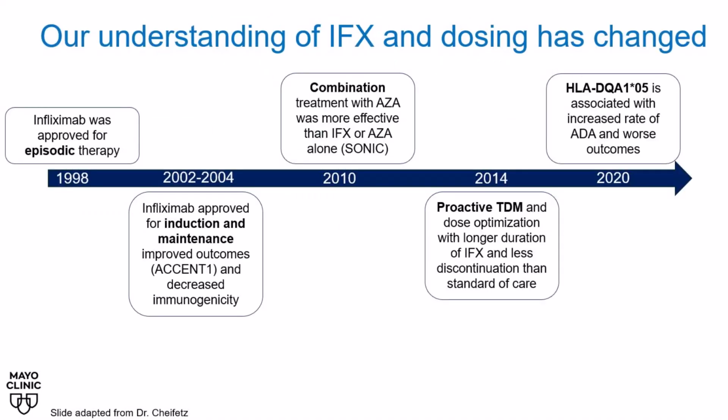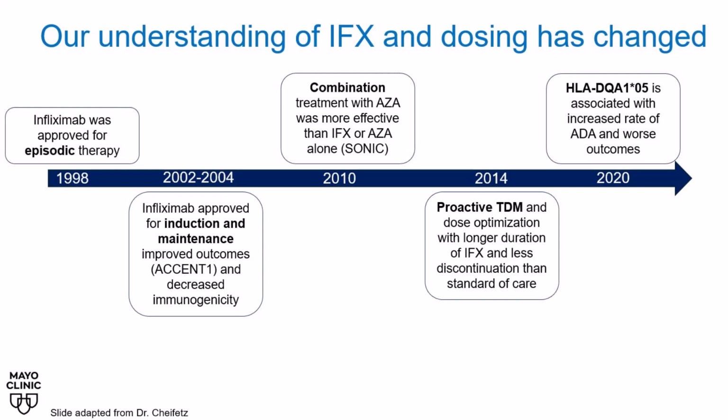And then we introduce infliximab. Many of you have been practicing when infliximab in 1998 was approved for episodic therapy, so it wasn't given as we think about it today. Then in 2002 to 2004, the ACCENT-1 and other studies showed improved outcomes and decreased immunogenicity with more scheduled dosing, both during induction and maintenance. We progressed forward to the SONIC trial in 2010, where we found that patients did better on a combination approach. And of course, many of us know that the post hoc analysis showed that the importance was that of drug levels, and less so whether or not the patient was on combination.